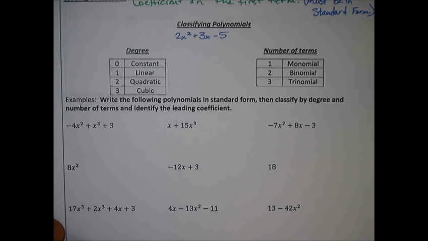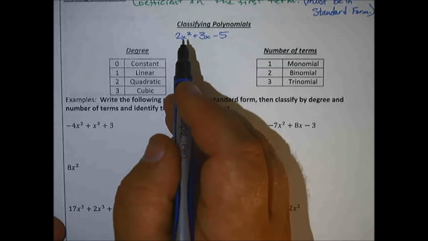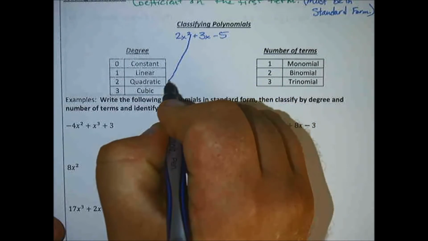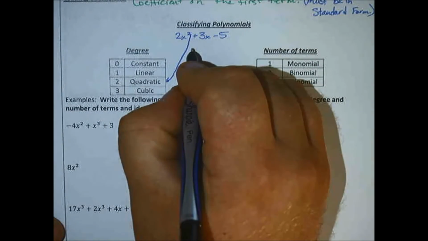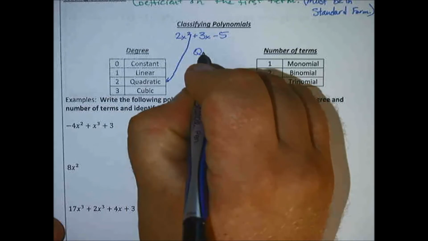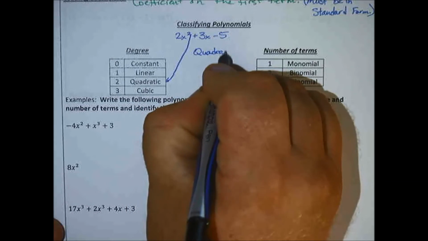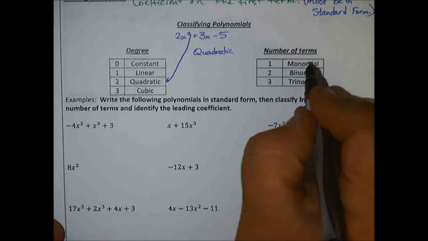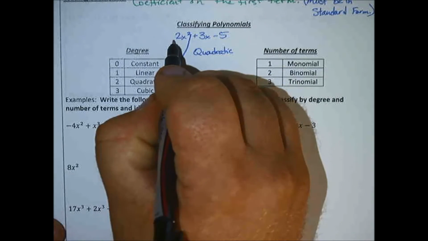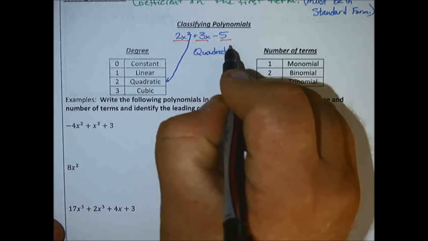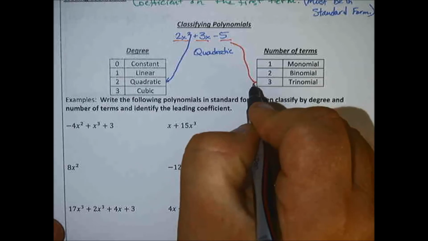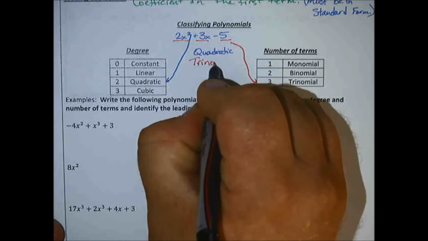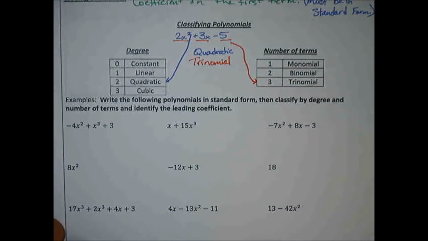So first off, we're looking for degree. Degree is just the highest exponent. The highest exponent is 2, and if the exponent is 2, it fits right there. So you would say that this is a quadratic. And then number of terms is the other thing that we'll classify it by. This one has 1, 2, 3 terms. So 3 terms fits into trinomial. So this is a quadratic trinomial. All right, and that's just what we call it.